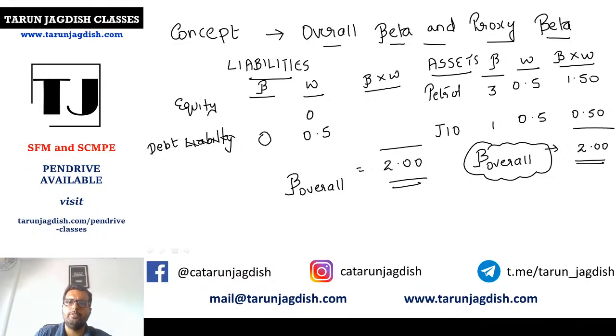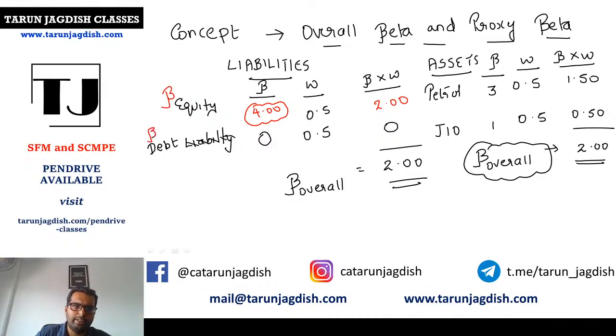Assume the weights are 0.5, 0.5. Here I will get the answer as 0. Once I get this answer as 0, then this will be the balancing figure, which will turn out to be 2. If this is 2, I do a backward working. Here I get the answer as 4. 4 is what I call beta equity. 0 is what I call beta debt. This is called beta of petrol. This is called beta of Geo.